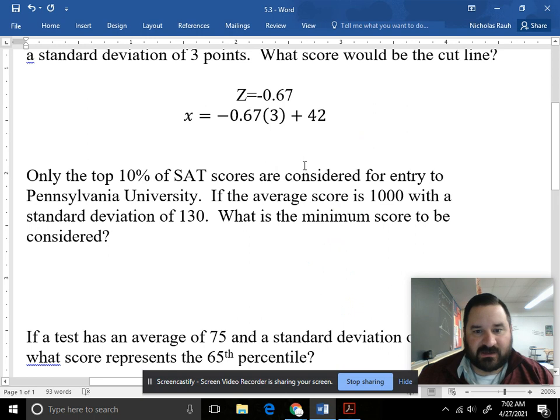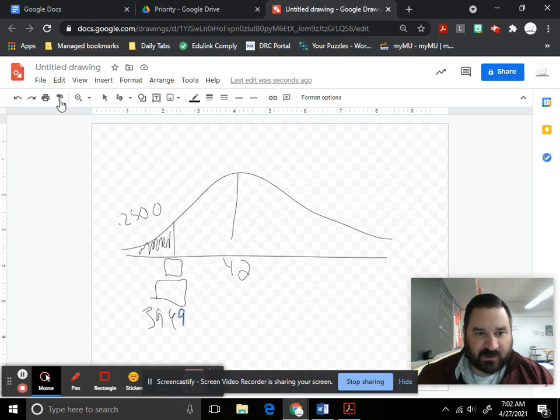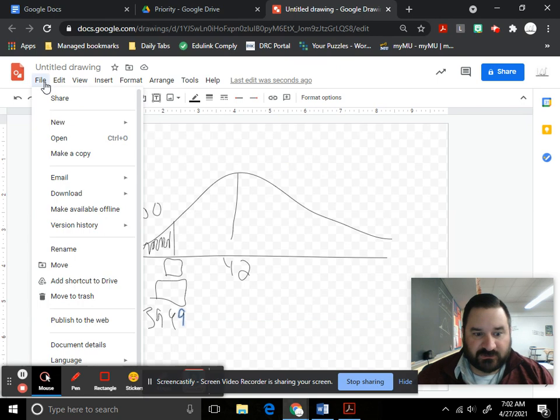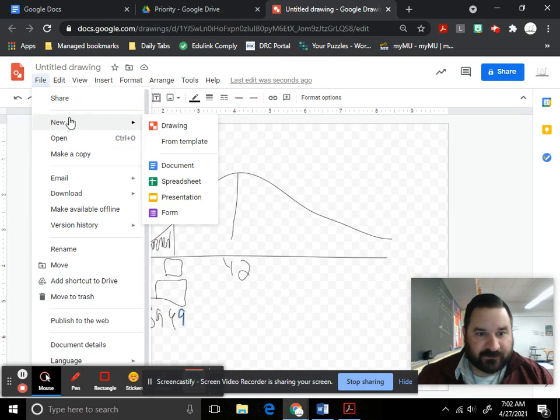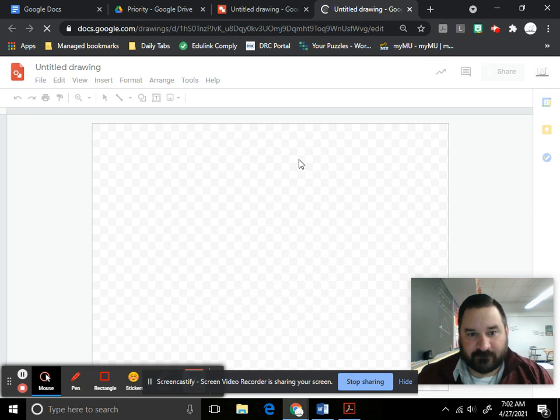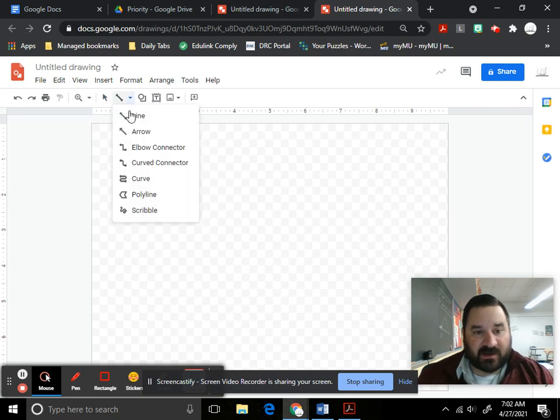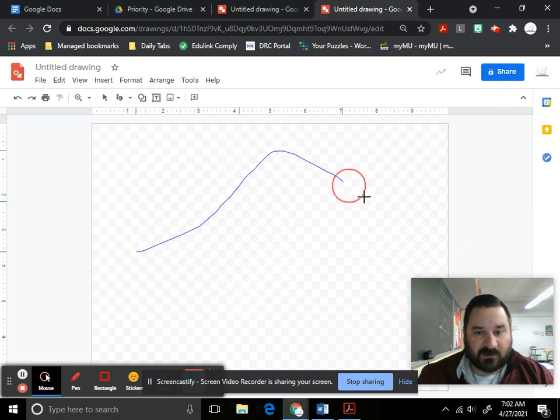Only the top 10% of SAT scores are considered for entry to Pennsylvania University. If the average score is 1,000 with a standard deviation of 130, what's the minimum score to be considered? Now, this one's a little different. Let me clear all this stuff and make a new drawing. With these problems, our final answer is going to be an actual number, like in the first one it was a test score, and this one's another test score. In the previous section, our answers were all probabilities. So now we're doing these backwards.